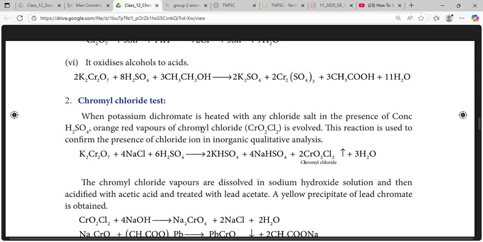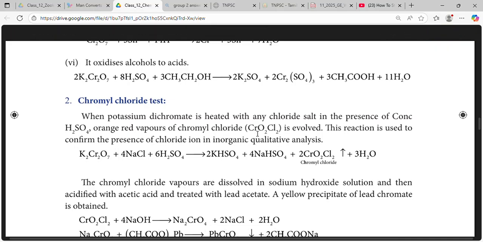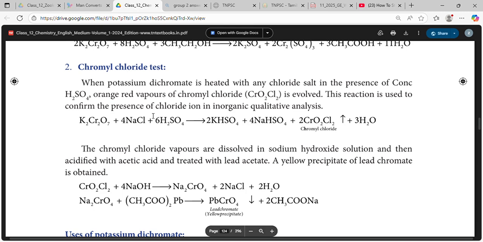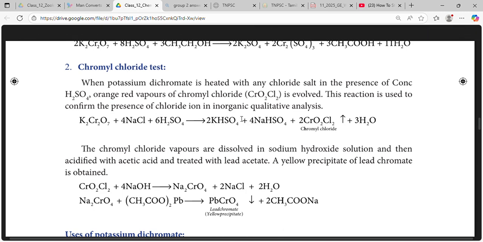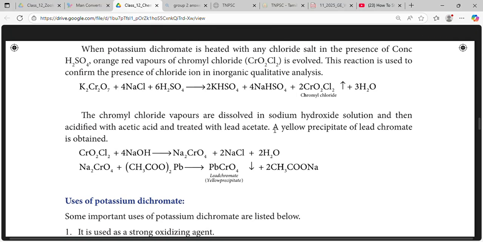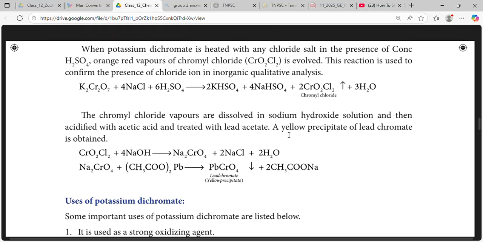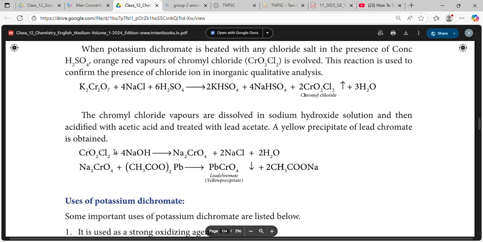When potassium dichromate is heated with any chloride salt in the presence of concentrated sulfuric acid, orange vapors of chromyl chloride are evolved. This reaction is used to confirm the presence of chloride ion in inorganic qualitative analysis. The chromyl chloride vapors are dissolved in sodium hydroxide solution, then acidified with acetic acid and treated with lead acetate. A yellow precipitate of lead chromate is obtained.